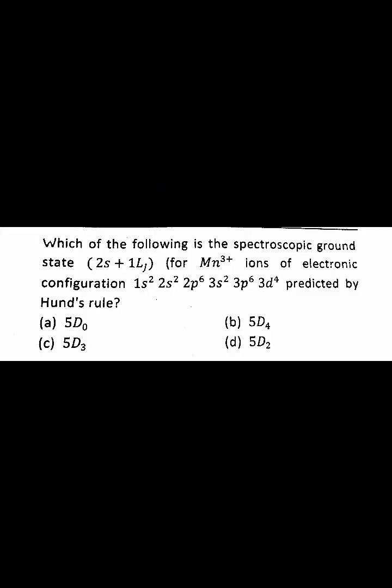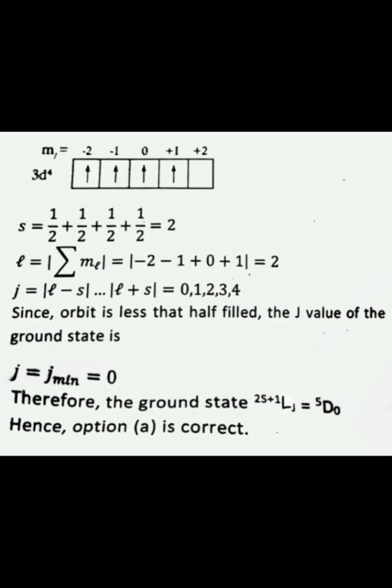The first question is, which of the following is the spectroscopic ground state 2S+1 L_J for Mn3+ ions of the electronic configuration 1s2, 2s2, 2p6, 3s2, 3p6, 3d4 predicted by Hund's rule? The electronic configuration for Mn3+ ions is given as 1s2, 2s2, 2p6, 3s2, 3p6, 3d4, and there are 4 unpaired electrons in the d orbit.